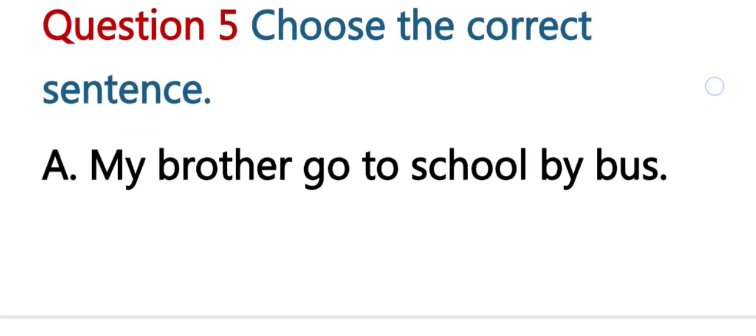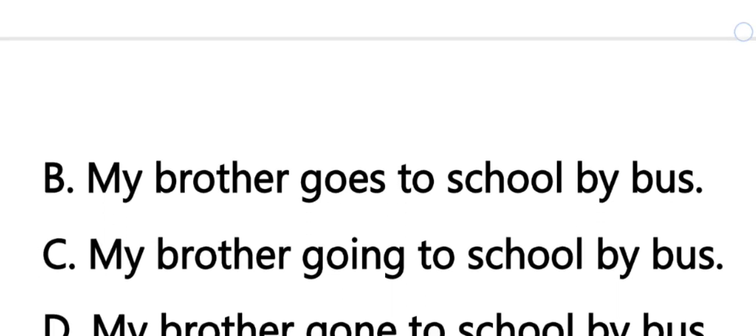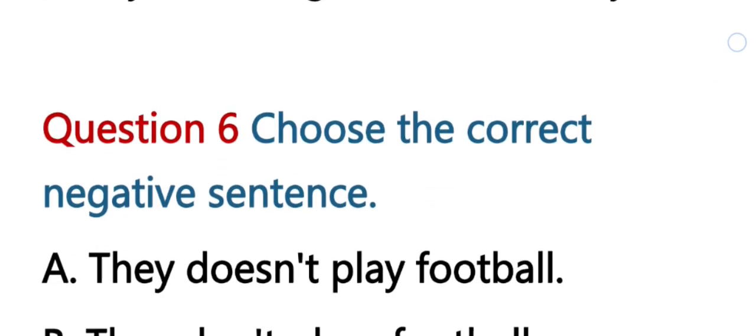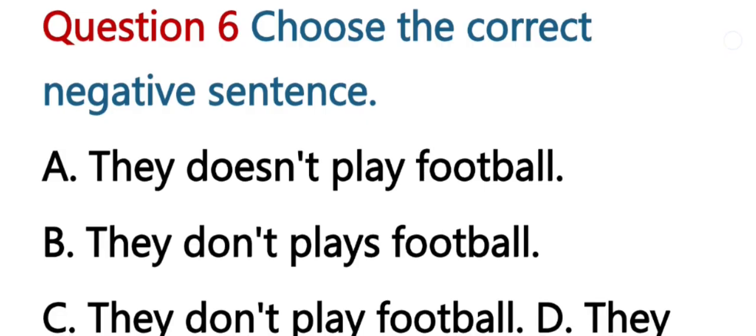Let's talk about question 5. Choose the correct sentence. A, my brother go to school by bus. Or is it option B, my brother goes to school by bus? C, my brother going to school by bus? Or D, my brother gone to school by bus? Alright, up to 5, how many have you got correct? Write your answer.